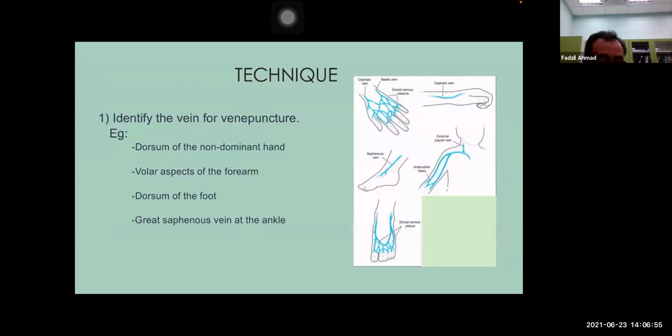Next, the technique on how we do the peripheral cannulation. Firstly, we need to identify the vein for puncture, and usually we use the dorsum of the non-dominant hand, the volar aspect of the forearm, the dorsum of the foot, and also the great saphenous vein at the ankle, as I showed in the picture.